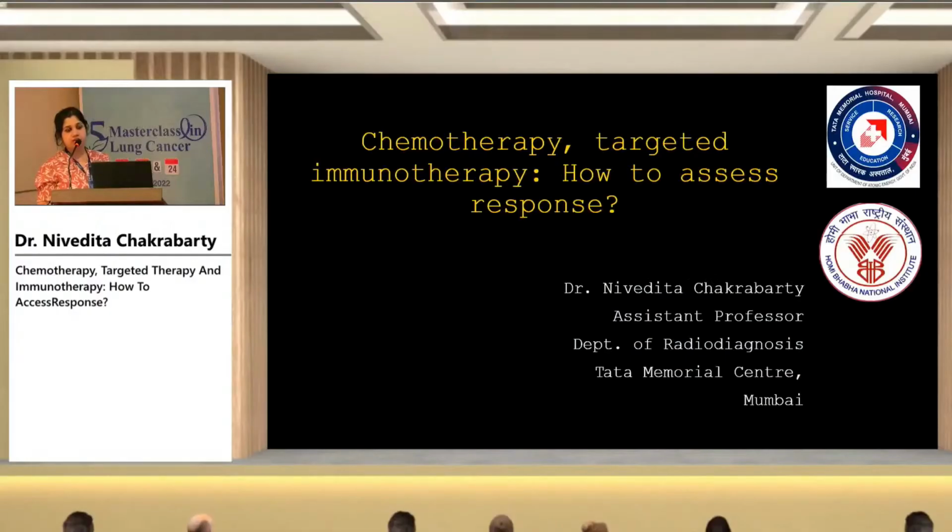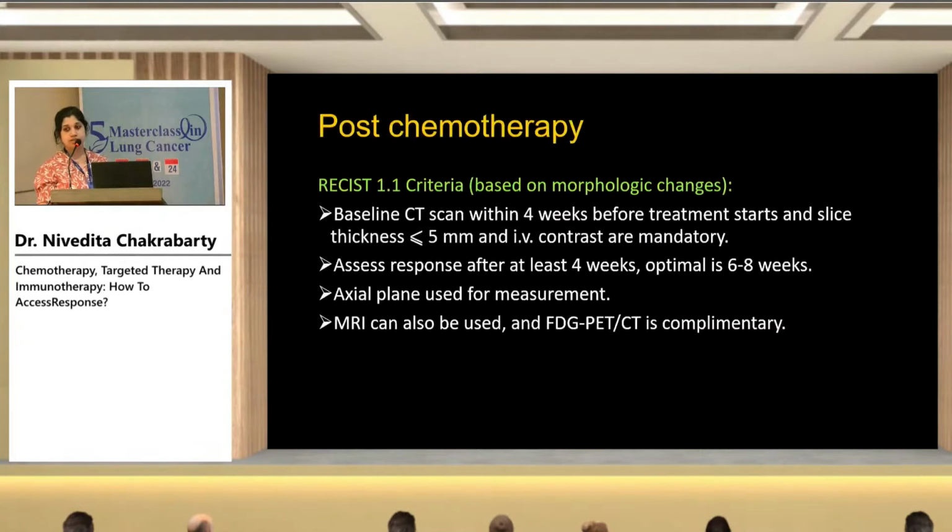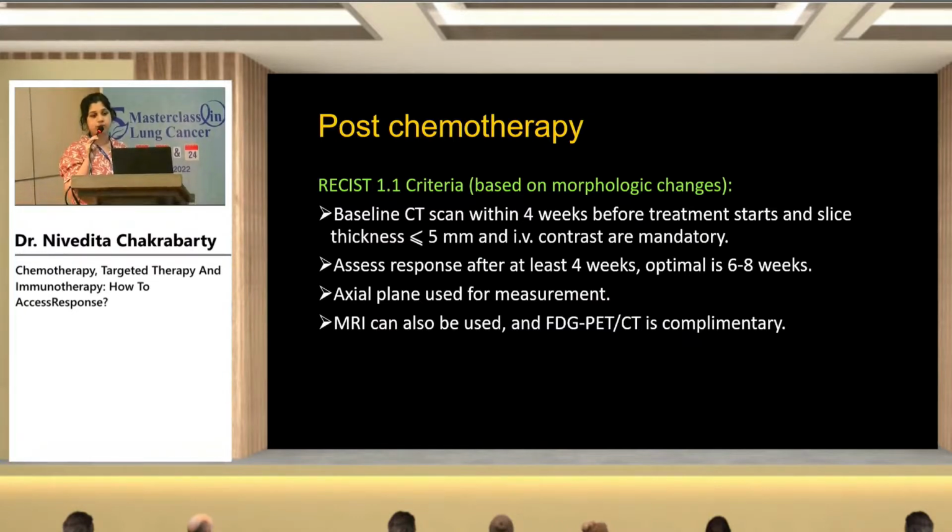Okay. So I'll be talking about the post-chemotherapy, post-targeted therapy, and post-immunotherapy response assessment on CT scan in lung cancer. Starting with post-chemotherapy, we use RECIST 1.1 criteria, which is a morphologic-based criteria for assessing response. For using RECIST 1.1, the CT scan should be done within 4 weeks before treatment. The slice thickness should be less than or equal to 5 millimeter, and IV contrast is mandatory.